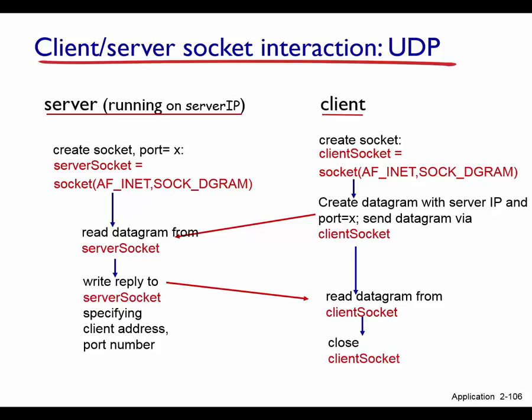We have different parameters. We'll talk about the parameters in the socket command, but basically we're defining a socket called server socket. It's going to be an internet socket, and it's going to be a datagram, so it's going to be UDP.